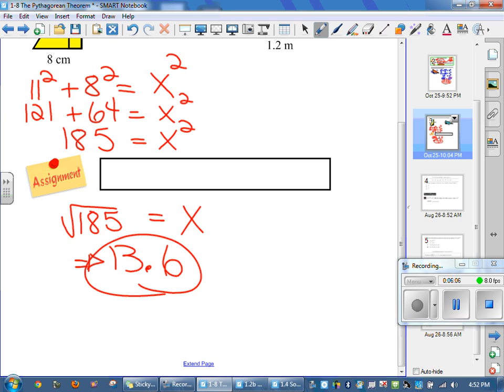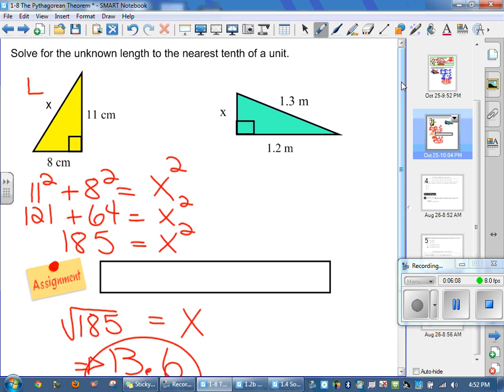When I look at the blue triangle here, blue or green, whichever shade you see, I'm going to notice I'm finding a short side because there's my long side, and my long side has a number on it. So whenever your long side has a number, that means you subtract from the long side. So I'm going to take 1.3 squared and subtract one of the short legs, 1.2 squared. I'm not adding this time, I'm subtracting because I'm finding a short side. And that's going to give me my x squared.